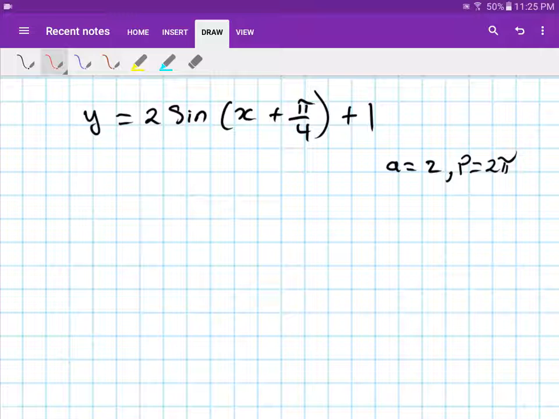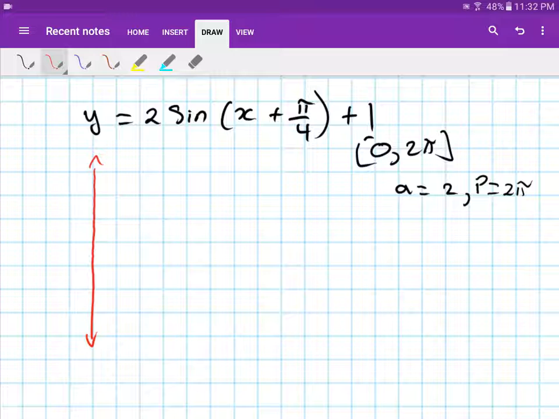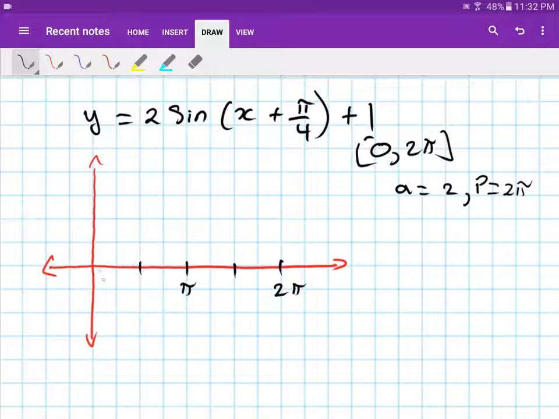And don't forget we add 1, so we need a bit more space on the positive y-axis. And then we draw the x-axis. The period is 2 pi, so just go 1, 2, 3, 4, this is 2 pi, and then amplitude 2, -2, and we're going to move 1 up later on. 2 sine of x is pretty simple. We start from 0, up, down, up, and here, that's it.